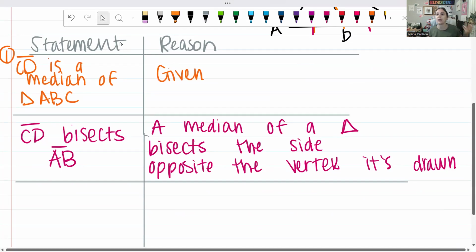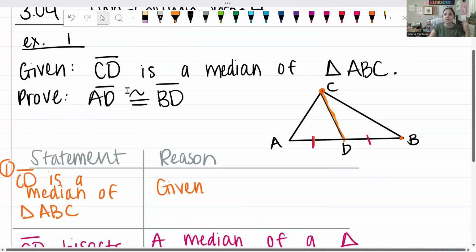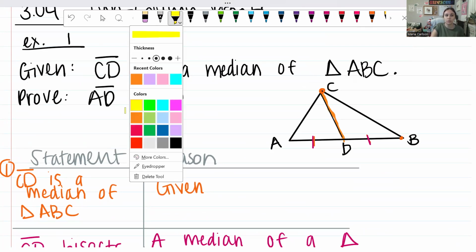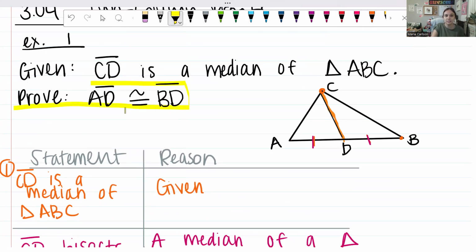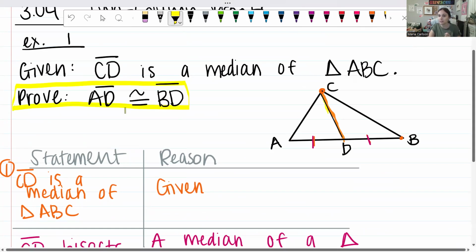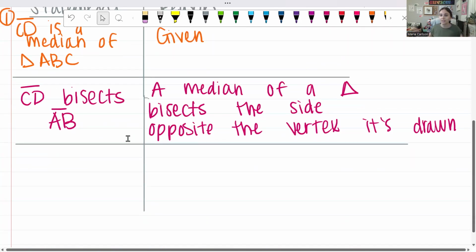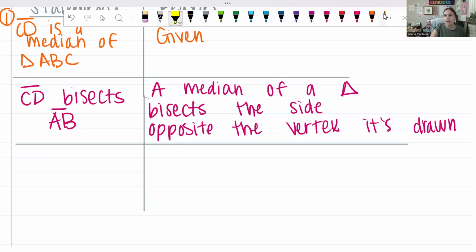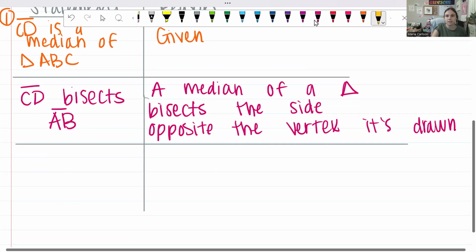Okay, so now that we know it's bisected, looking back at what our goal is of this proof, our goal is to prove that segment AD is congruent to segment BD. Well, we know that this median is bisecting this side, so AD is congruent to DB. That is what happens when something is bisected. So now I would say this is our final step. Oh, I forgot, remember this is step 2. And step 3 is to say that segment AD is in fact congruent to segment DB.